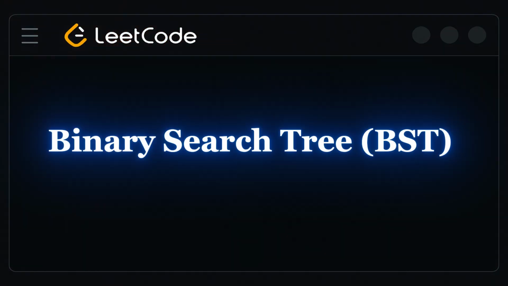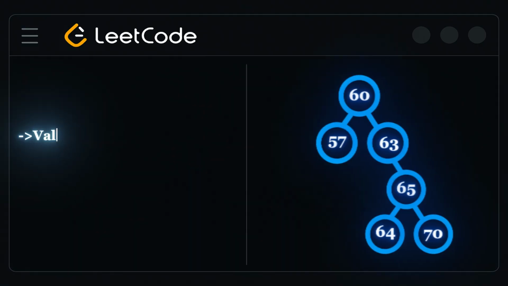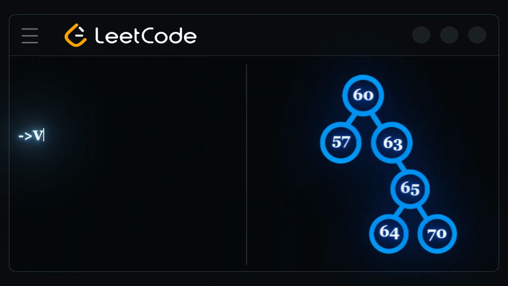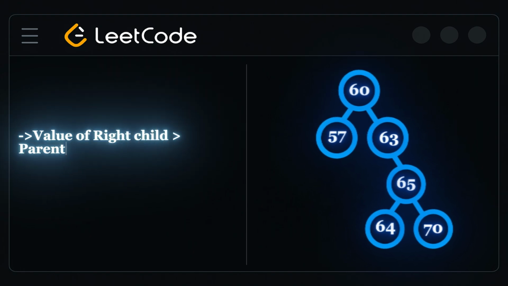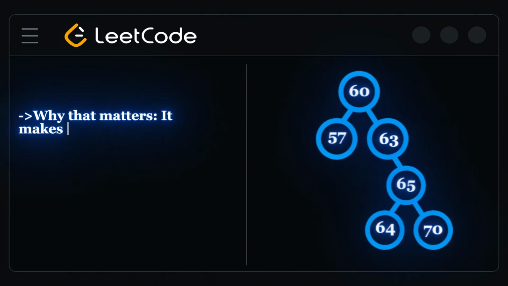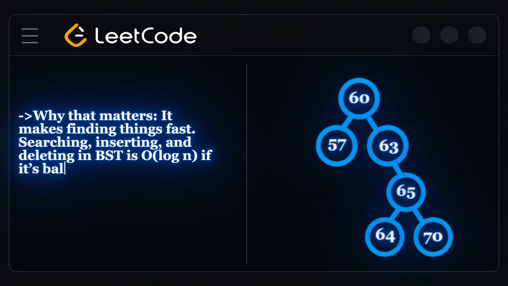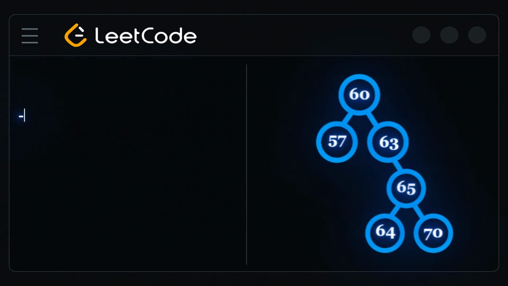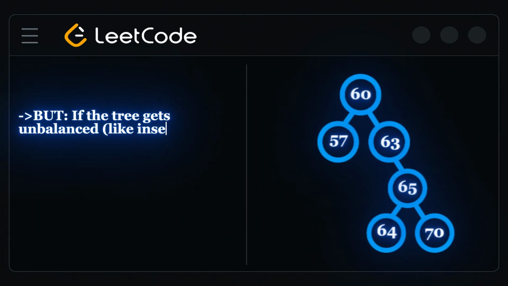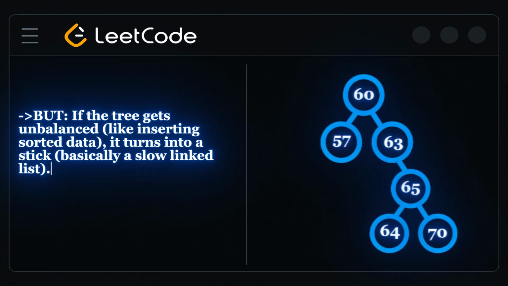Binary search tree, BST. A binary search tree is like a binary tree, but with rules. Value of left child is less than the parent. Value of right child is greater than the parent. This rule applies recursively to every node. Why does that matter? It makes finding things fast. Searching, inserting, and deleting in a BST is O(log n) if it's balanced. But if the tree gets unbalanced, like inserting sorted data, it turns into a stick, basically a slow linked list.